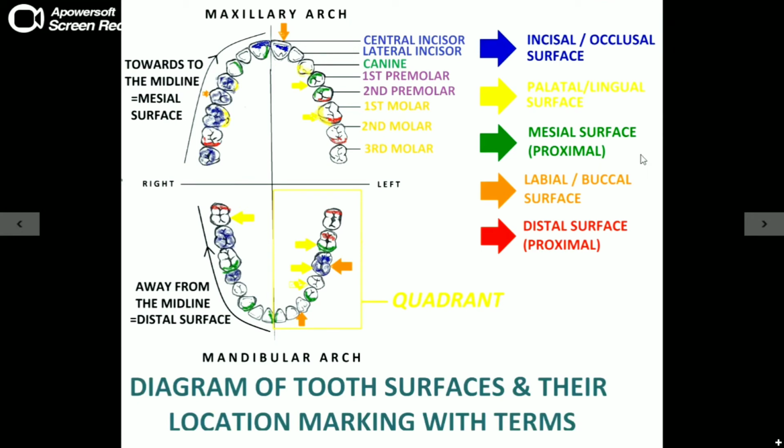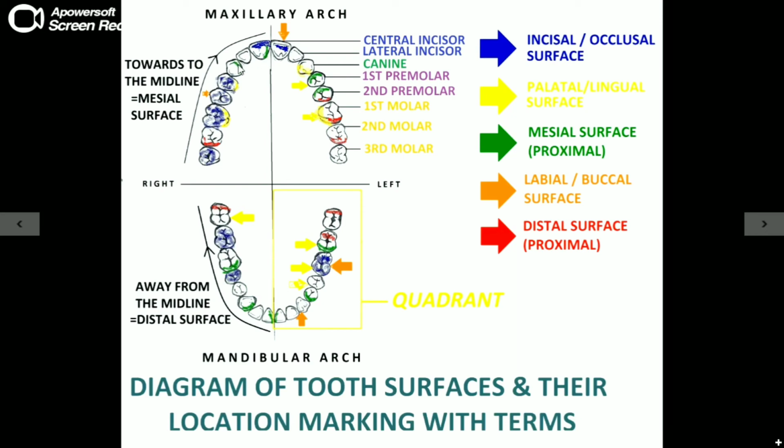Next, mesial surface and distal surface. Before we discuss mesial and distal surface, here is another term, proximal surface. What is proximal surface? The surfaces of the teeth facing towards the adjacent teeth in the same dental arch. The surface of the teeth which faces towards the midline we call the mesial surface.